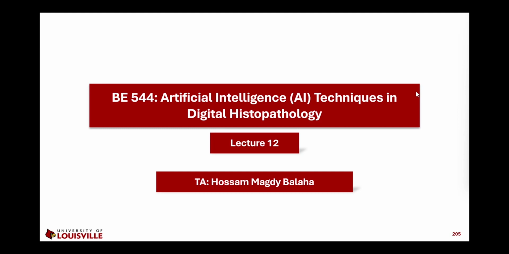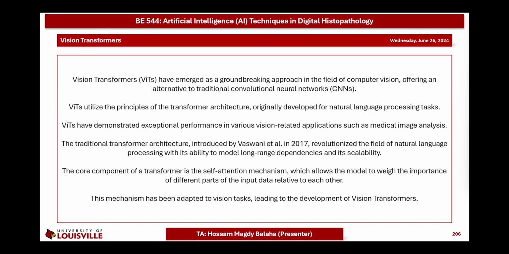Hello everyone, this is lecture 12 of course BE544. In the previous couple of lectures we have learned how to deal with simple CNNs and pre-trained models by applying manual configurations or hyperparameters and then optimizing the hyperparameters using two frameworks, namely Keras Tuner and Optuna. In today's lecture we will go through a new approach and a state-of-the-art design called vision transformers.